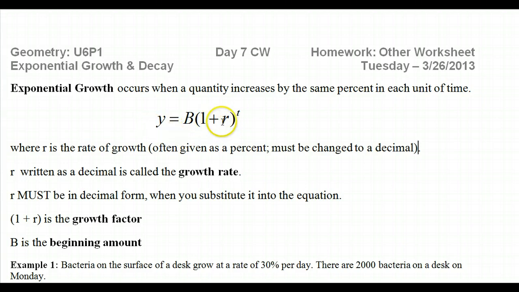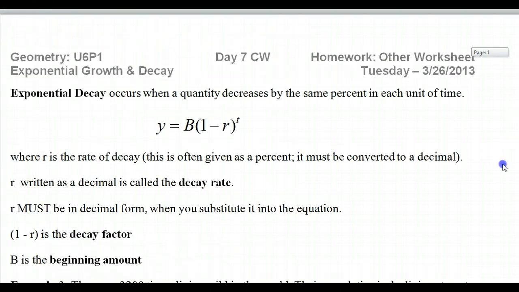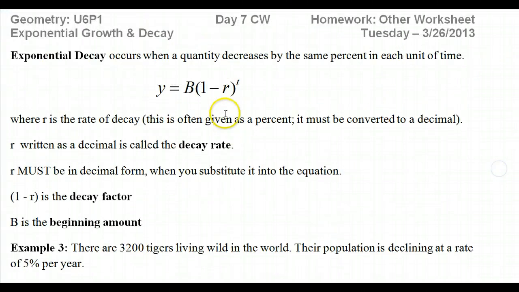Okay, we're looking at this formula. The b value is the beginning amount, whatever it is. And then we're going to do 1 plus the rate to the power of time. And we'll see exactly how that works in a moment. But the only difference between the exponential growth formula and the exponential decay formula is for exponential decay, we're doing 1 minus the rate instead of 1 plus the rate.